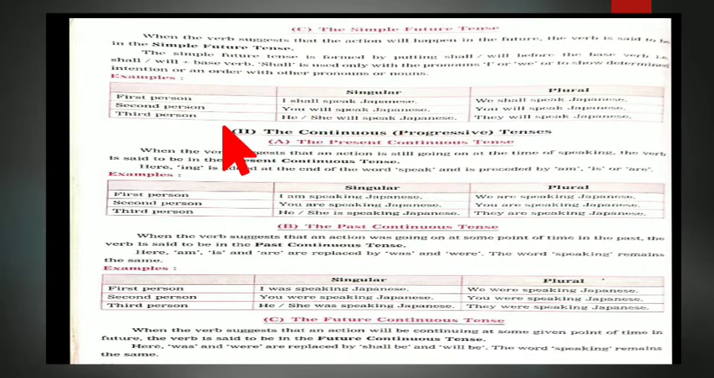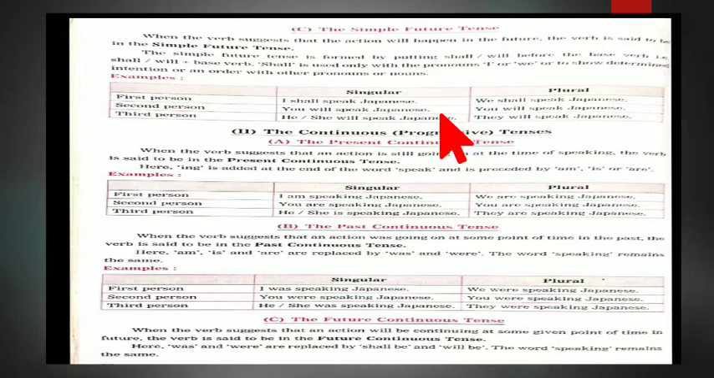The examples, the first person example, I shall speak Japanese, we shall speak Japanese. You will speak Japanese, you will speak Japanese. Third person, he or she will speak Japanese, they will speak Japanese. So this is the simple future tense form. Here the verb speak will remain as it is, but preceded by shall or will. Shall will come when it is I or we. Now coming to the continuous progressive tense.